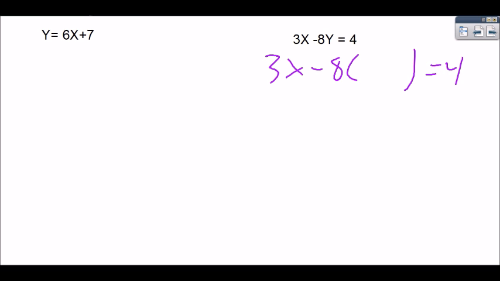But notice it was y that was all by itself here, and I replaced y with a set of parentheses. What I'm going to put inside the parentheses is what y equals. So I just replace y with what it equals, and now I have only one letter in one equation. I'm going to double distribute and then solve for x.